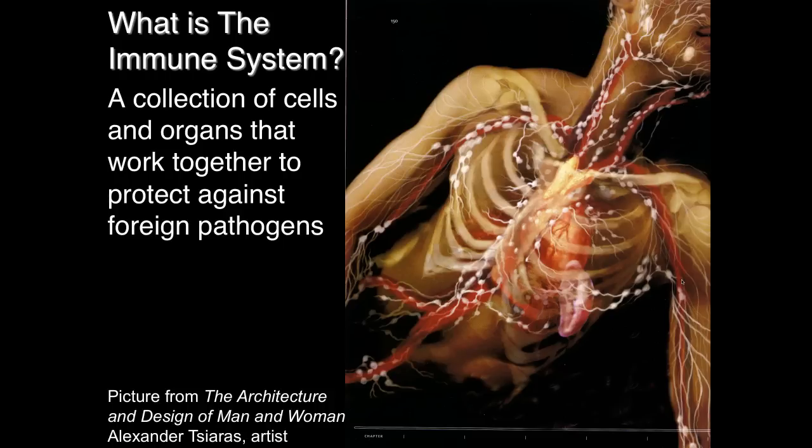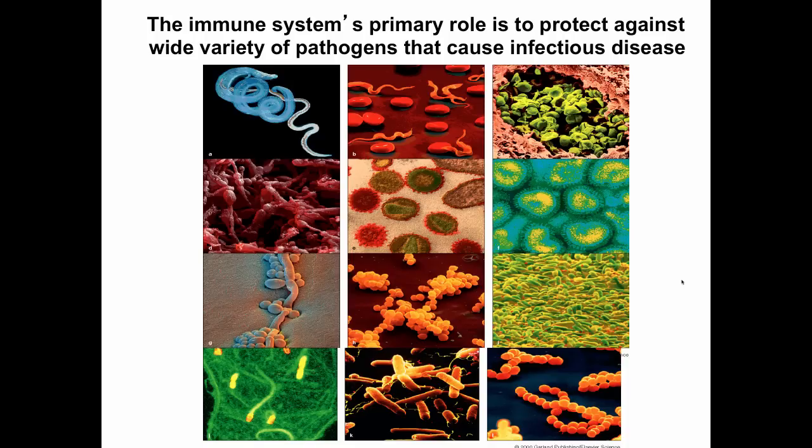So in general, what is the immune system? One way to think about this is just a collection of cells and immune organs that work together in a relatively complicated way to protect against foreign pathogens. The immune system has evolved a high level of complexity in part because it has a lot of challenges in dealing with pathogens that are present in our environment.